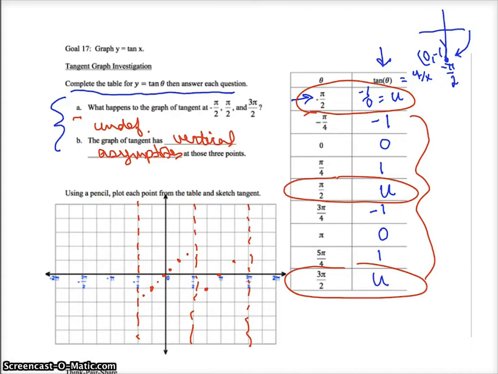So as I sketch tangent at these points, I know that as I get closer and closer to the vertical asymptotes, the function is going to increase but not cross vertical asymptotes. Or as we travel to the left, the function will decrease but not cross those vertical asymptotes. And then it will behave in the same way between every pair of vertical asymptotes.